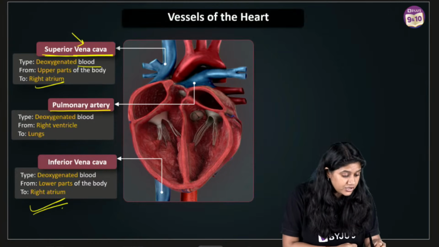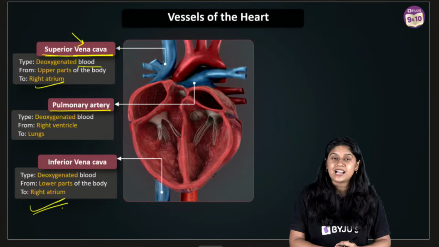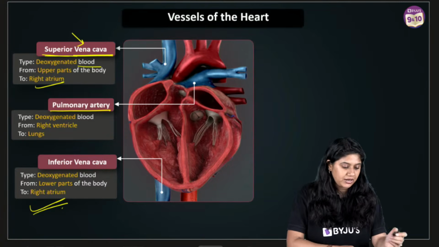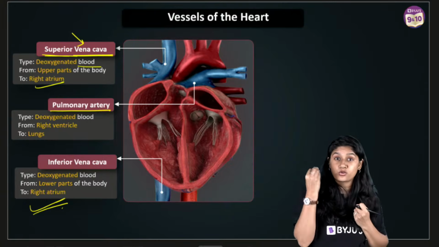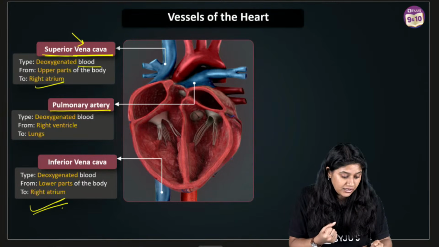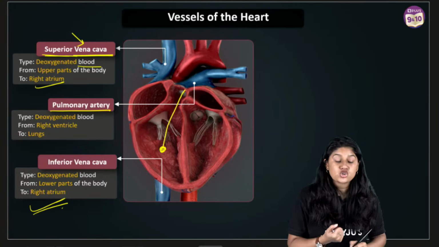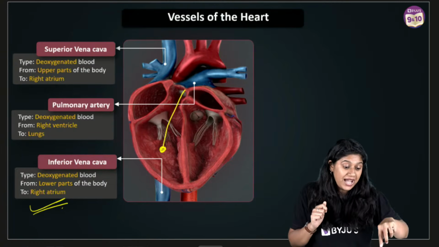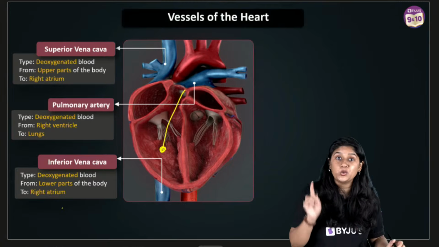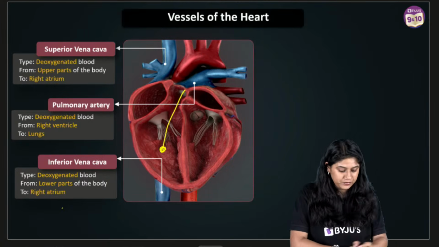The pulmonary artery carries the carbon dioxide rich blood. The pulmonary artery carries the deoxygenated blood, or the carbon dioxide rich blood, from the right side of the heart to the lungs. This is super, super important, everyone. See, we have all the information over here. Do take the screenshot of it.